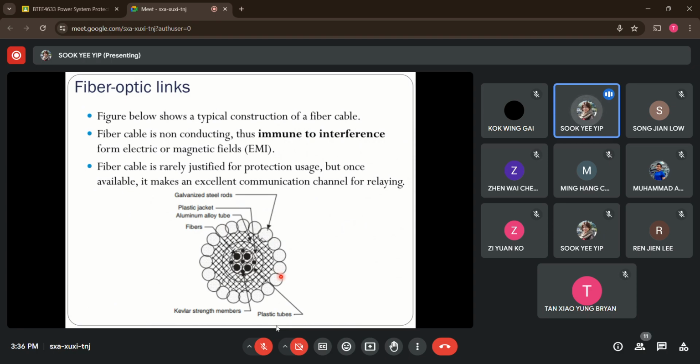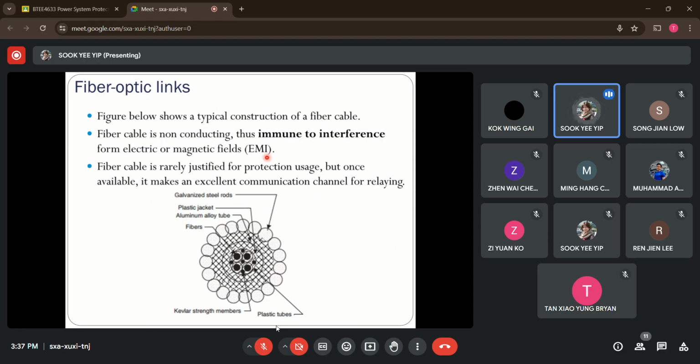Overall, you can see it is a mix of non-conducting material. In such a case, it can't provide a path for electrical signals. So a fiber optics link is inherently immune to interference in the form of electric or magnetic fields, in short EMI, electromagnetic interference. This indicates that the signal is not easily lost.